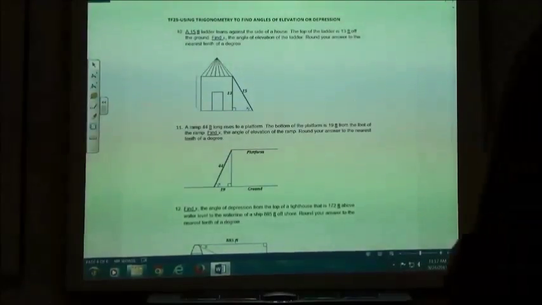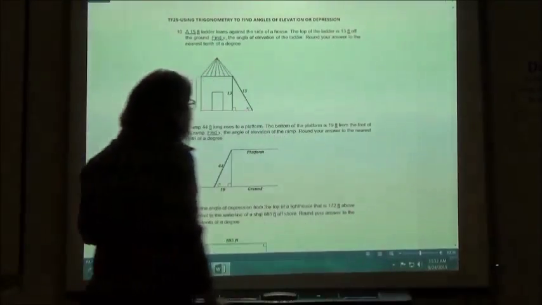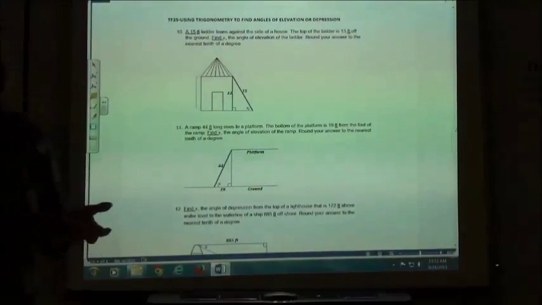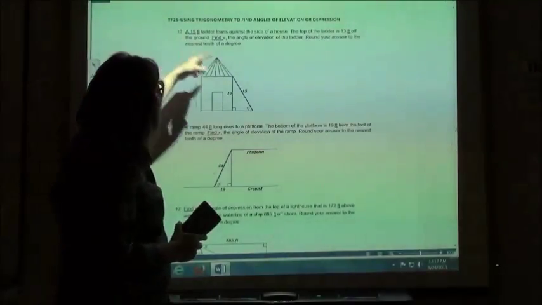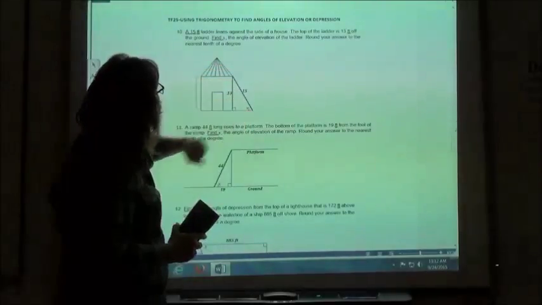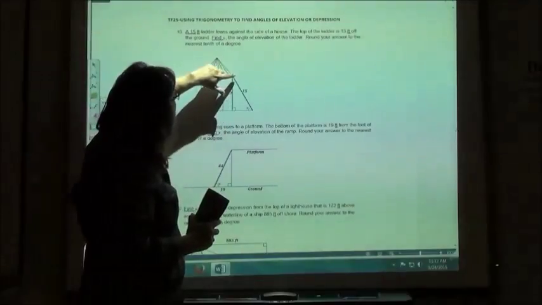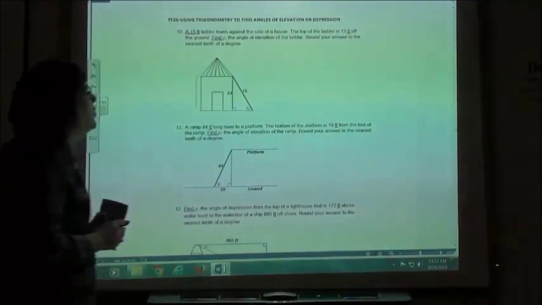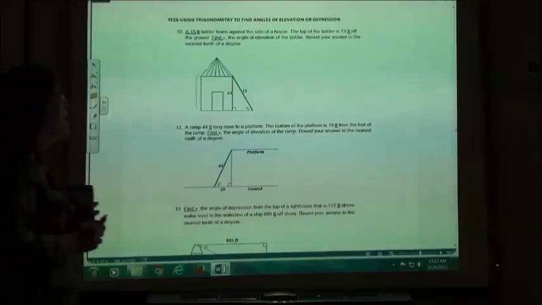10, 11, and 12, we're using trigonometry to find angles of elevation or depression. So again, we're doing the exact same thing we did on a previous problem, but now we're applying it to a real-life application problem. And so we have a 15-foot ladder leaning against the side of the house. The top of the ladder is 13 feet off the ground. We want to find the angle of elevation, and so again, they've got that all labeled for you. We just have to use our rules here in order to figure out what x is.